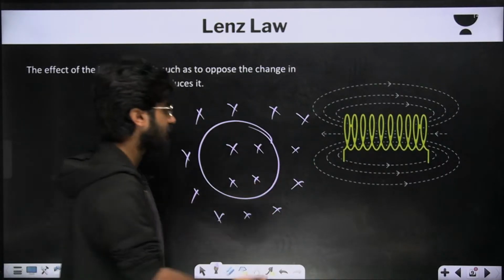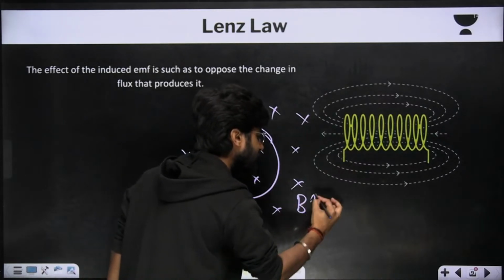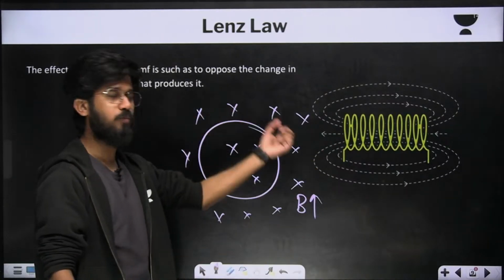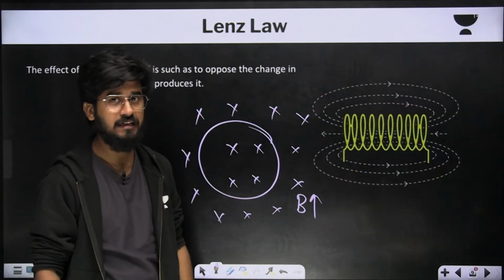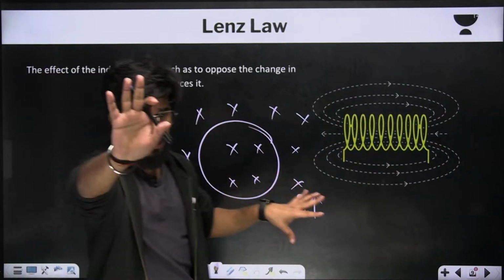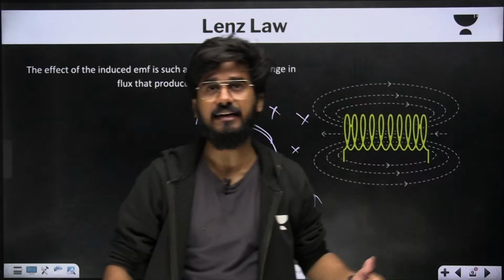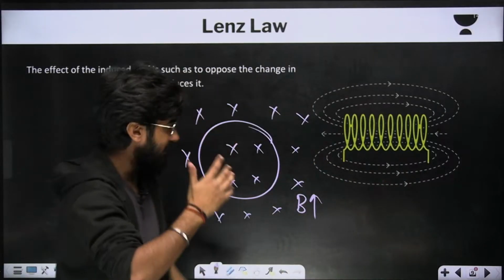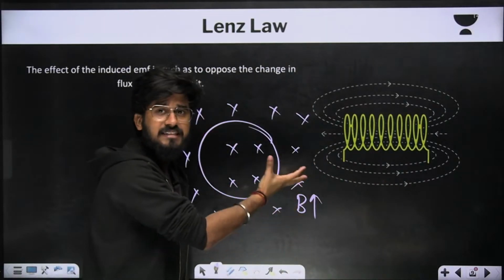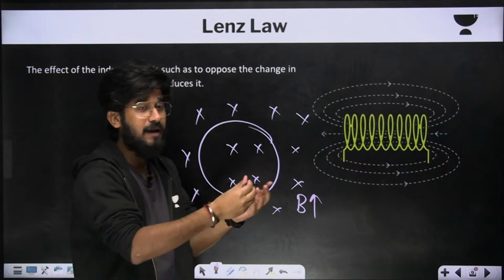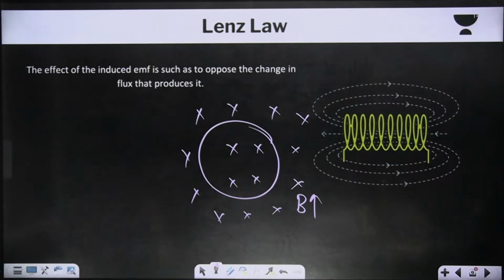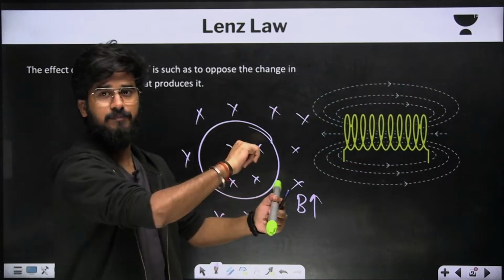Now, this is the magnetic field, and the magnetic field is increasing with time. This is the loop. If the magnetic field is increasing and the magnetic field is inside, listen very carefully.